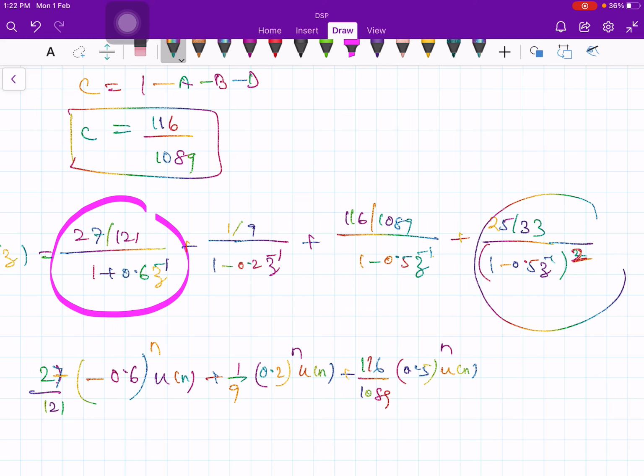So how will you do that? Okay, now let us try to find the inverse z transform of the last term.